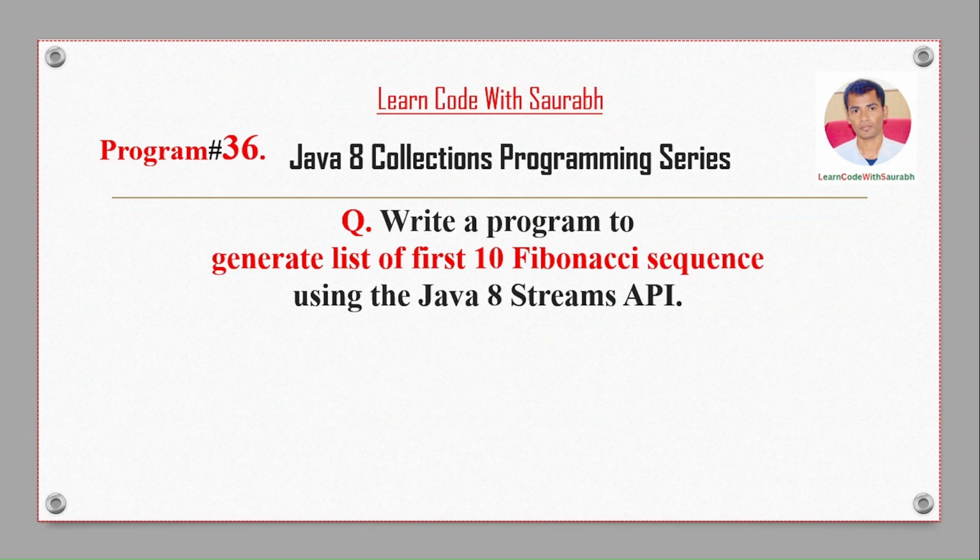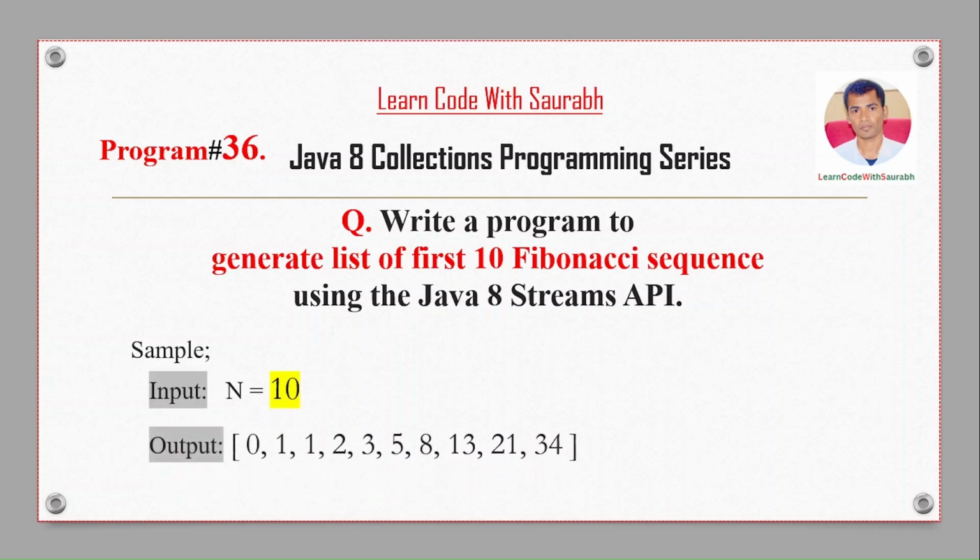Today I'm going to show a program to generate a list of the first 10 Fibonacci numbers using the Java 8 Stream API. According to the question, we will take some input like 10 and get the output 0, 1, 1, 2, 3, 5, 8, 13, 21 and 34. If you count here, it will total 10 numbers. And what is the logic we will use?